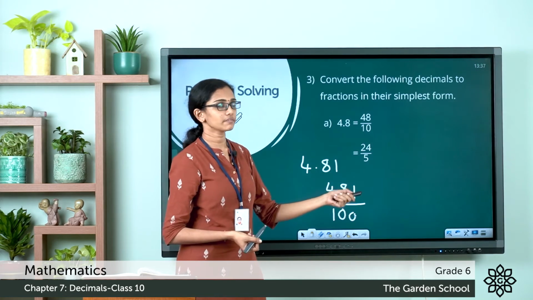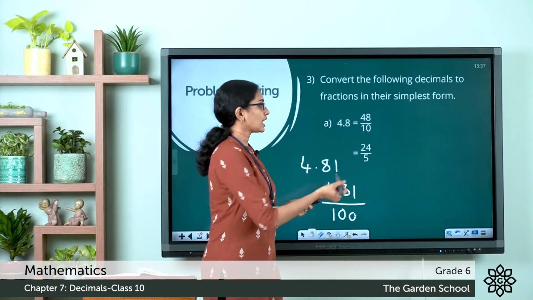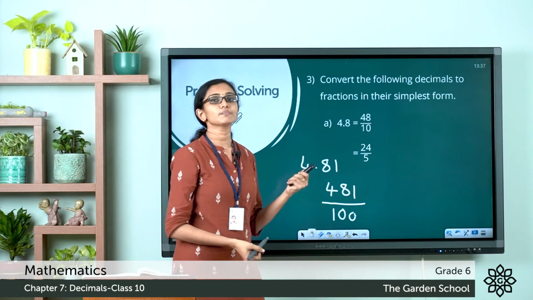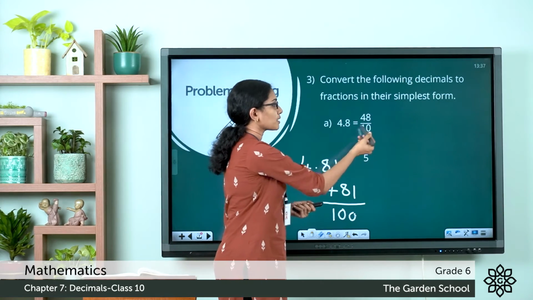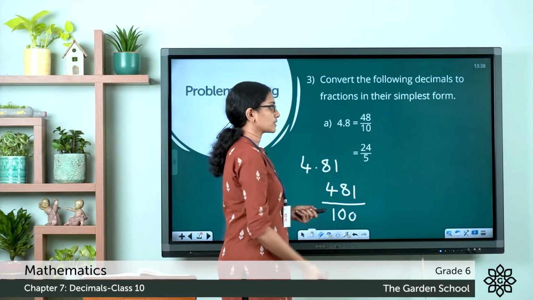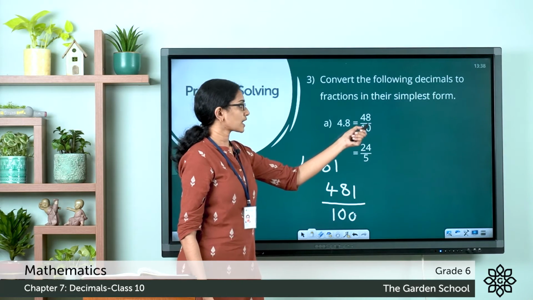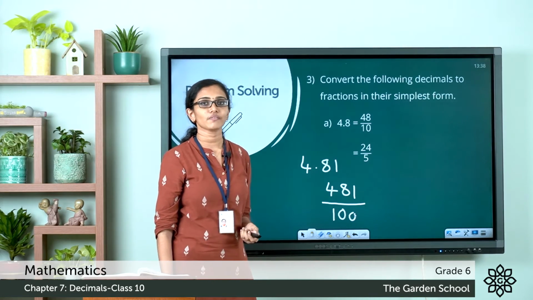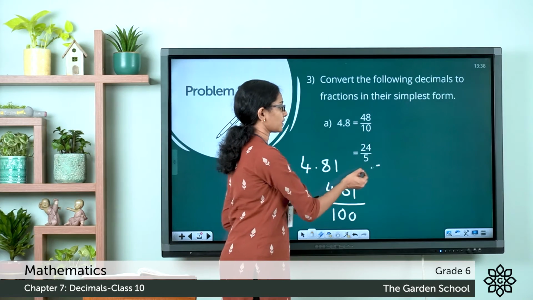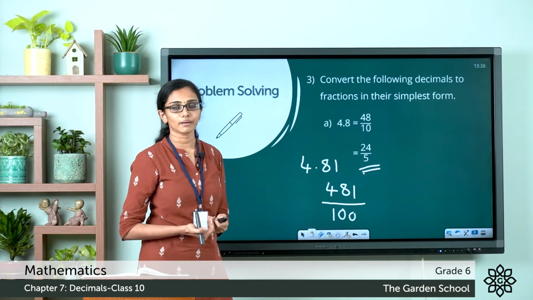So here the number given is 4.8. The corresponding fraction is 48 by 10, and we can reduce that to a simpler form. Both are multiples of 2. So 48 divided by 2 gives you 24, and 10 divided by 2 gives you 5. So the fraction 48 by 10 can be simplified to 24 by 5. Now follow the same procedure for the rest of the given numbers.